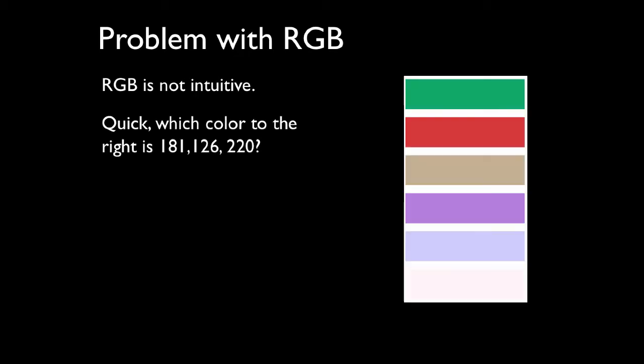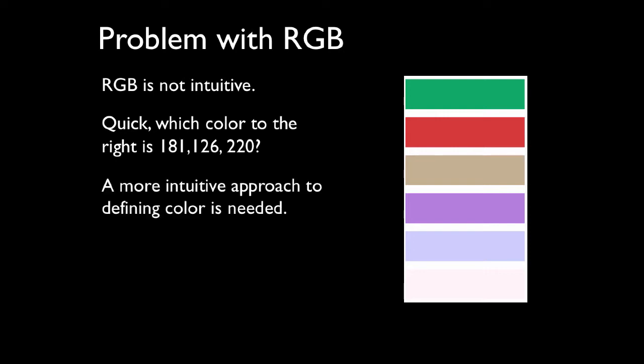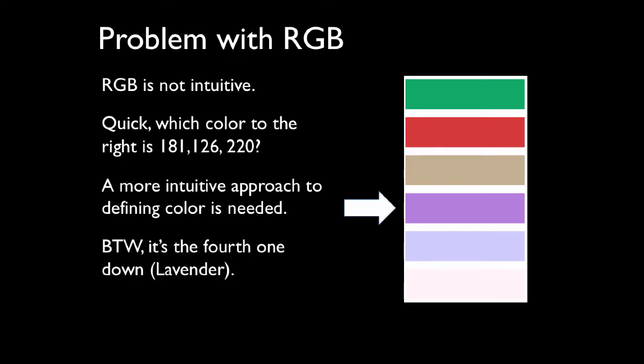All right, so let's go back to RGB. The main problem with RGB is that it's not particularly intuitive. So quick. If I show you the colors on the right, which one do you think is 181, 126, 220? Now, I personally would have no clue. My son just guessed it perfectly, so maybe it's a little more intuitive than I thought. But the reality is that doesn't mean a lot to a lot of people, and you really want a more intuitive approach to defining color. By the way, the answer is it's number 4, which is a lavender color.